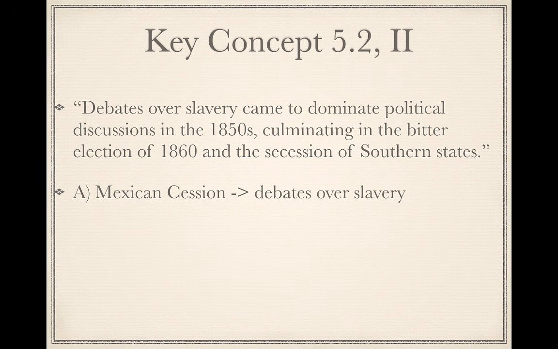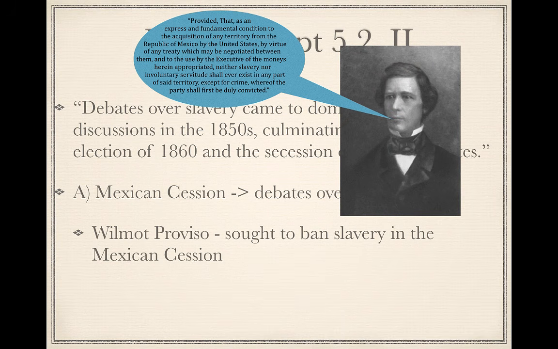So we have the Mexican Cession. When the U.S. won the Mexican-American War, they gained all this land out in the present-day southwest portion of the United States. And this led to debates over slavery. And nowhere do we see this more so than the Wilmot Proviso. This was an amendment to a bill during the Mexican-American War introduced by David Wilmot, and he sought to ban slavery in the Mexican Cession.